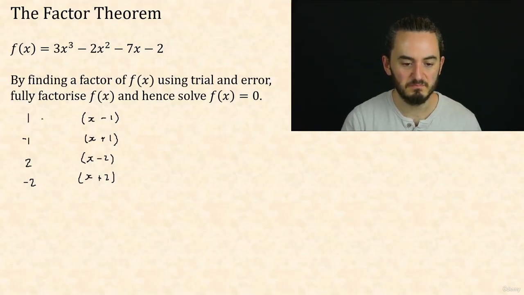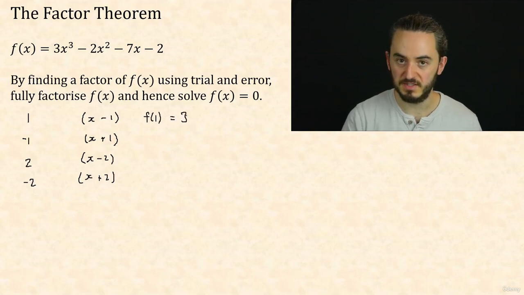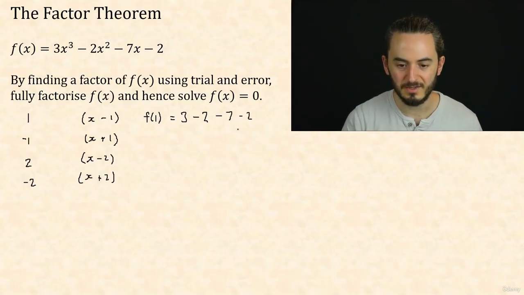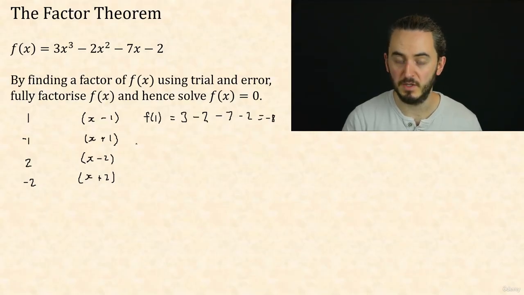So let's try 1. Let's see if x minus 1 is a factor. So what is f of 1? Well, f of 1 is 3 times 1 cubed, which is 3, minus 2 times 1 squared, which is 2, minus 7 times 1, minus 2. And all of that is minus 8. The point is, it's not 0. So f of 1 is not 0, so x minus 1 is not a factor.